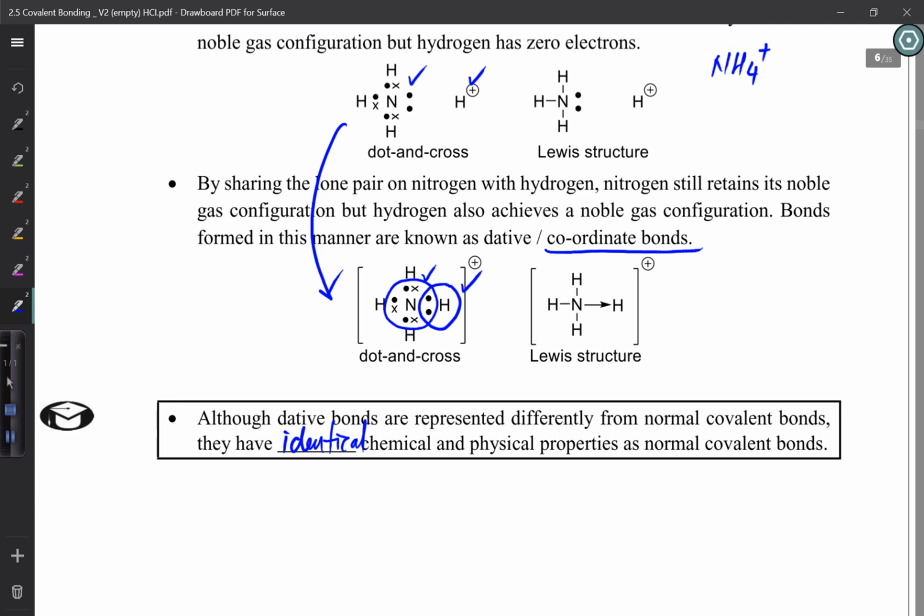Now, what do I mean by identical chemical and physical properties? If you look at the structure of NH4+, which is this one over here, we can see that this nitrogen-hydrogen bond is a normal kind of covalent bond, whereas this one is a dative bond. So what these sentences ultimately mean is that this bond and this bond, there's no difference. You cannot differentiate it. It's just the way they represent it, or rather it's just a name that you call it. So they are identical. You cannot differentiate them.